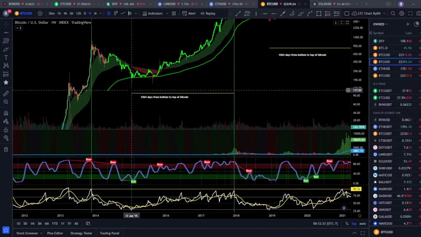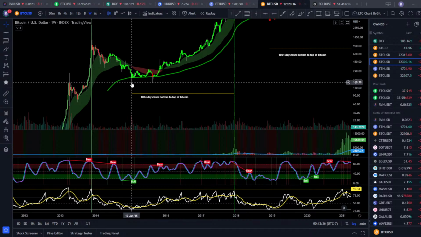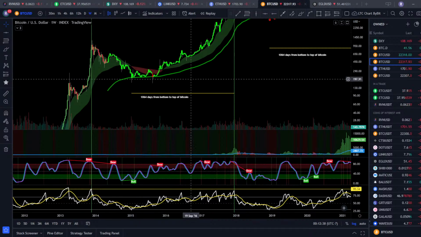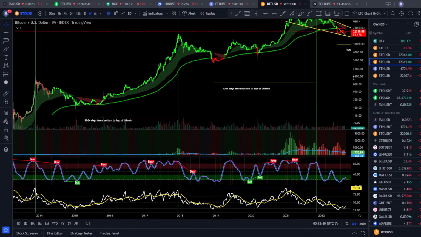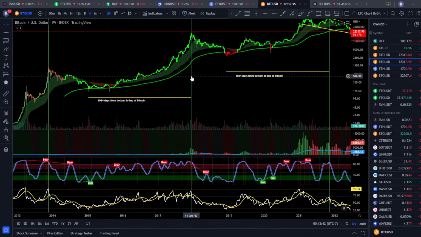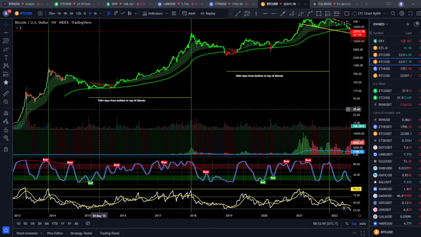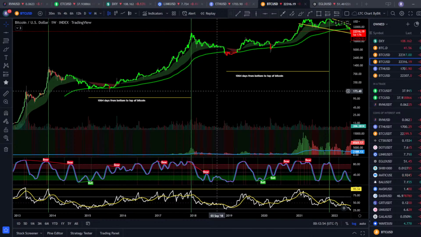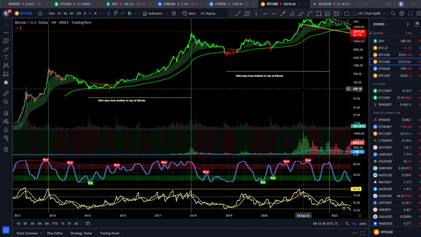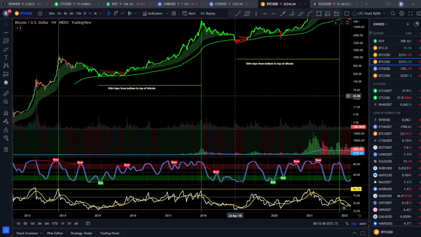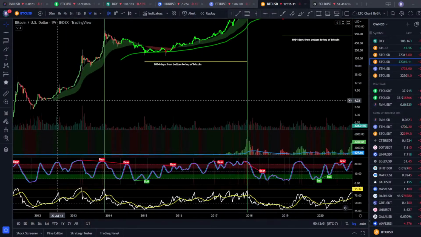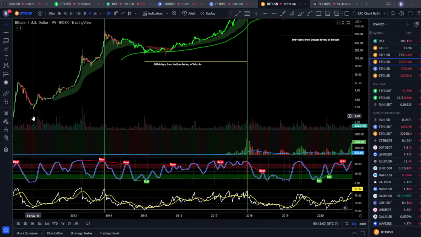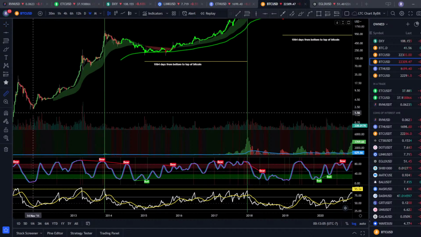If you count the days from the bear market bottom in 2015 to the bull market high in 2017, it is exactly 1,064 days from the bottom of the bear market to the top of the bull market. Okay. Now, I don't know if this is going to play out again, but it's played out 2 times already, and almost 3 times. This is actually fairly close, I believe.